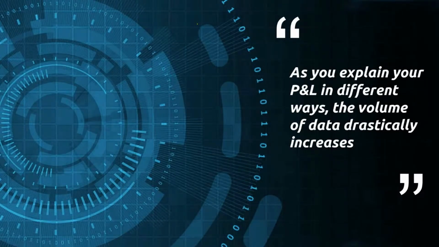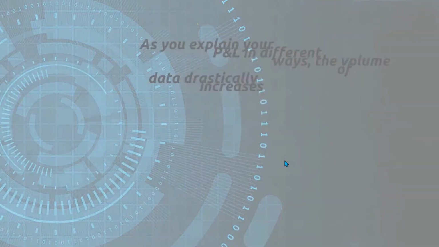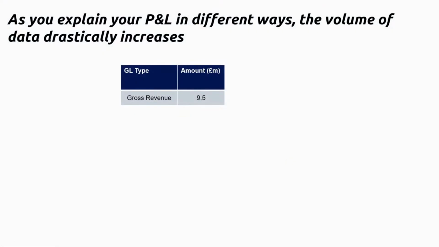Okay, so as I've mentioned, as you explain your P&L in different ways, the volume of the data drastically increases. I'm just going to give a bit of an explanation around that. For example, if you were just explaining gross revenue, your amount is 9.5 million, for example. We have a single row of data and 2 columns of data. However, as soon as I start to explain this in different ways, we're going to see that this drastically increases.